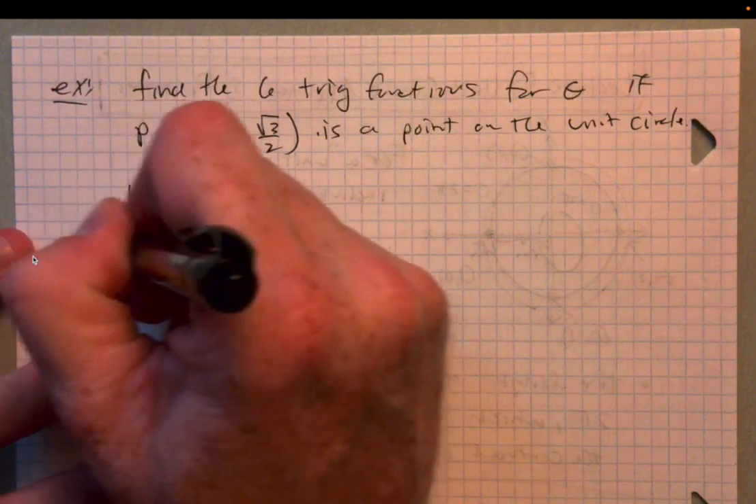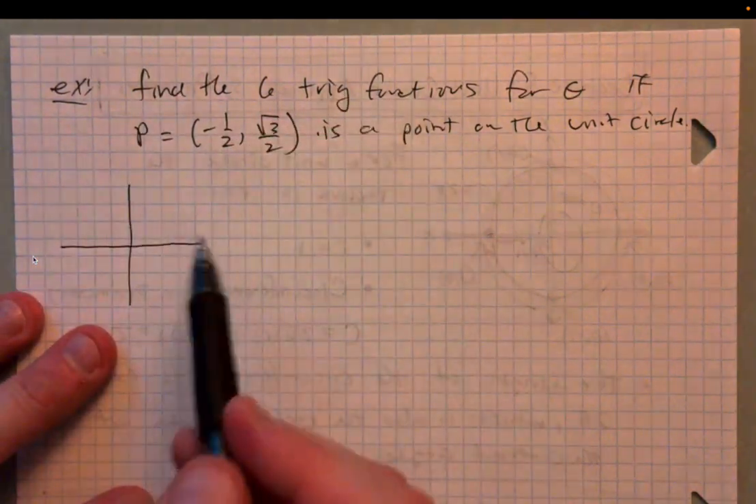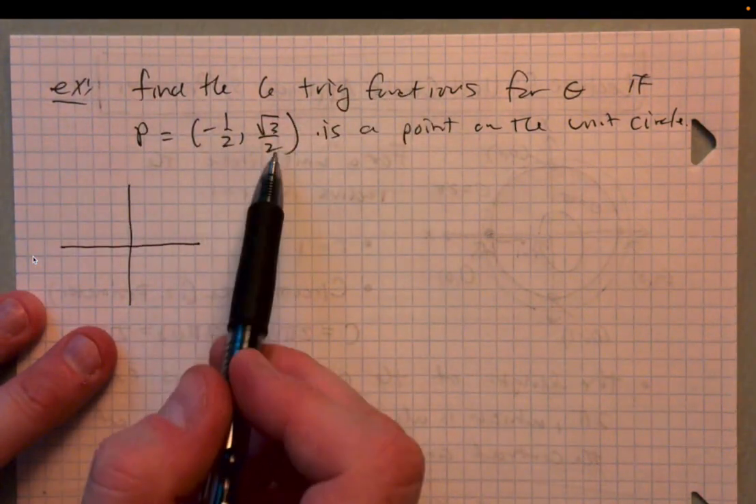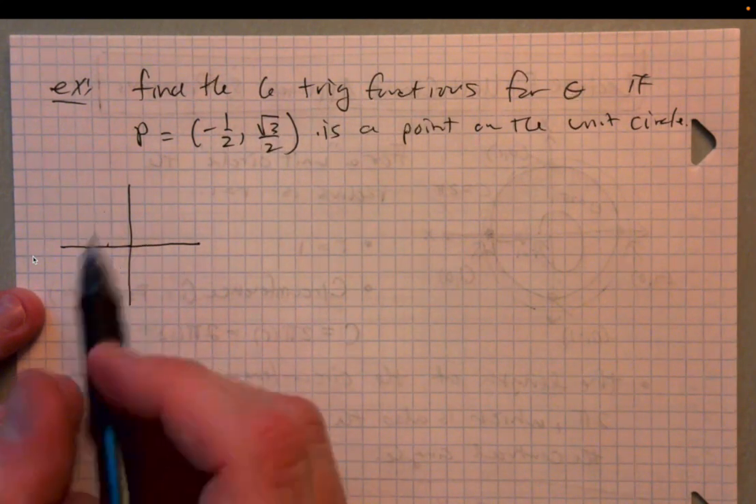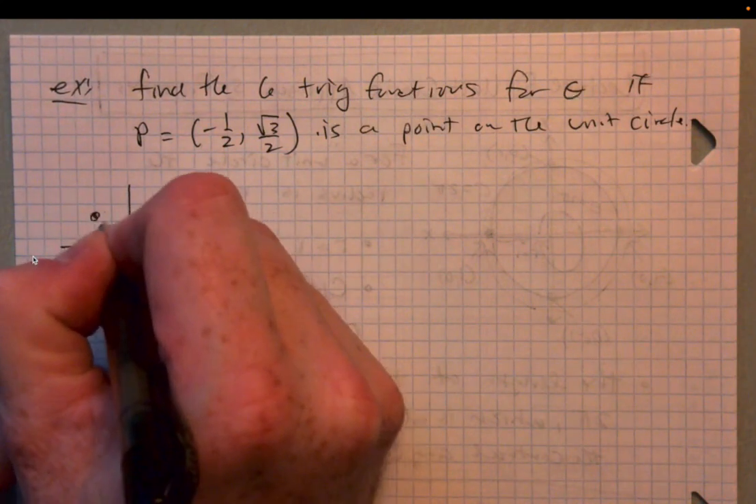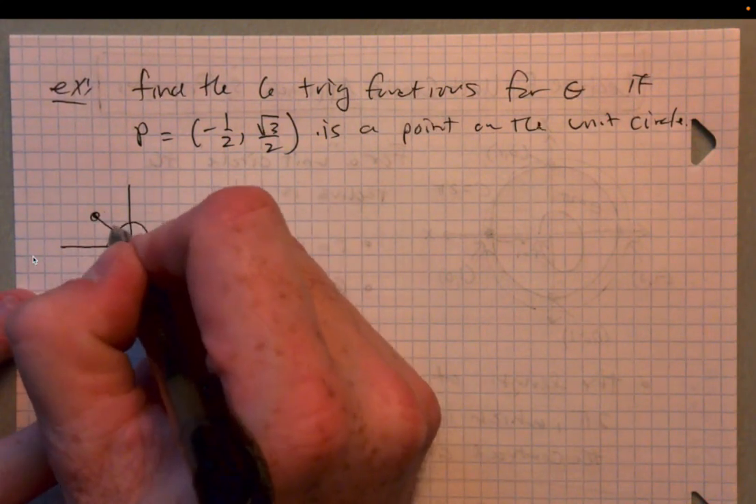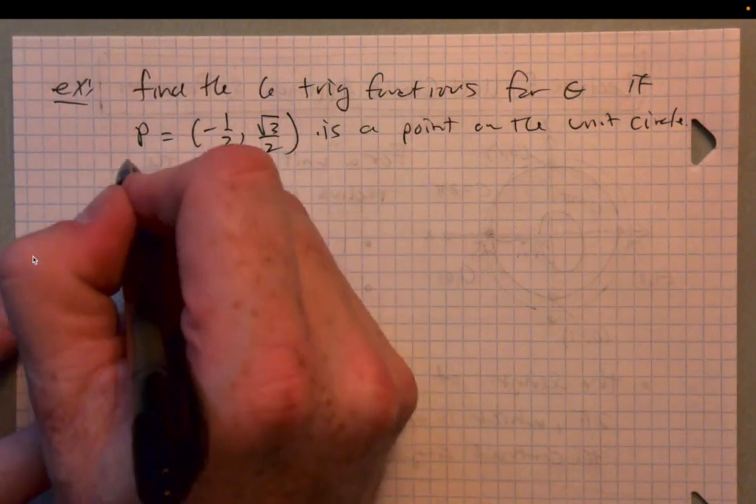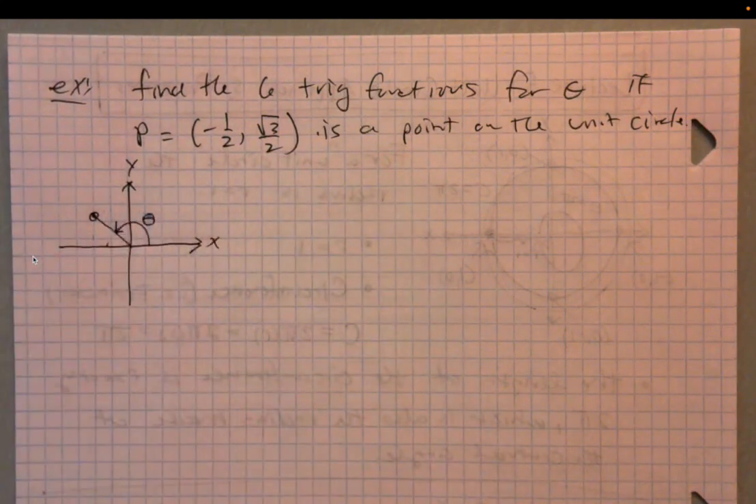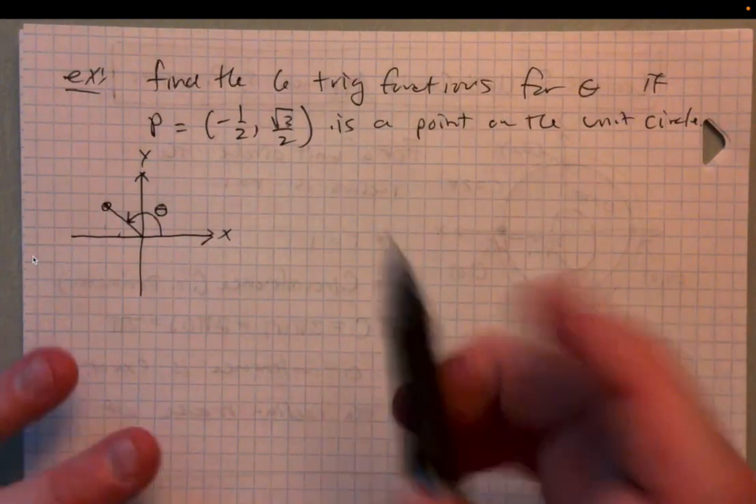So we don't need a picture necessarily to use this definition, but just for context, -1/2 comma square root of 3 over 2 would be -1/2 on the x-axis and square root of 3 over 2 on the y-axis. So it's somewhere over here. And so not knowing what theta is, we can at least picture it as being somewhere over here. Okay. But really, to solve this problem, since we're given P and we're told that it's on the unit circle, we can really just kind of pull all the values right off of here.